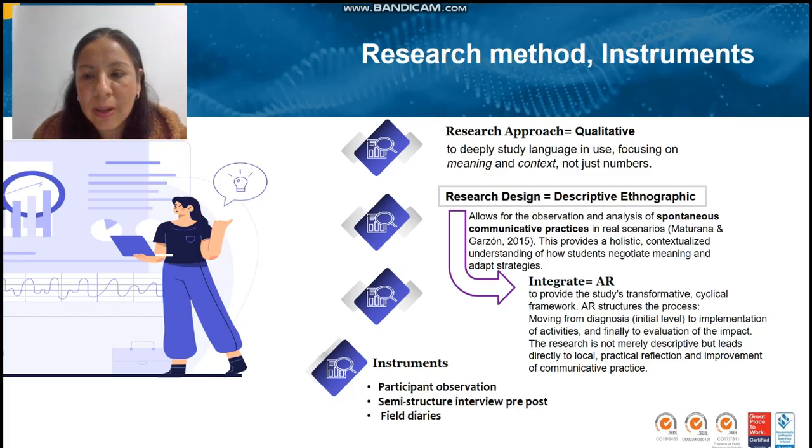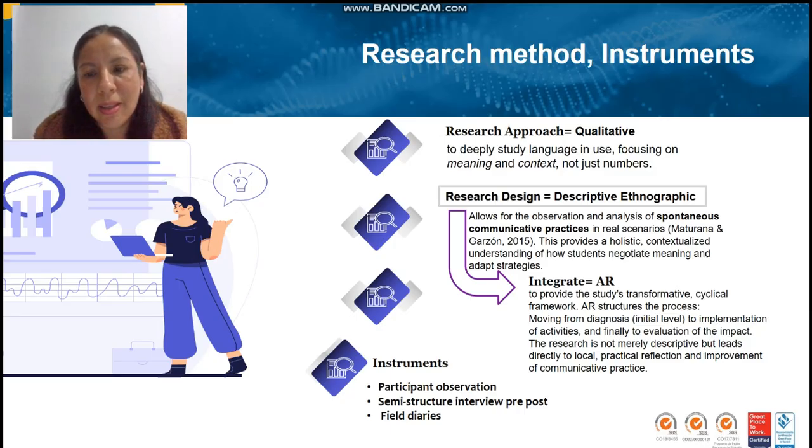real scenarios. I decided to use this ethnographic design because, as some researchers said, we as teachers are ethnographers because we are immersed in our classrooms, and also we observe our students, their behaviors, attitudes, things that happen in the classrooms.